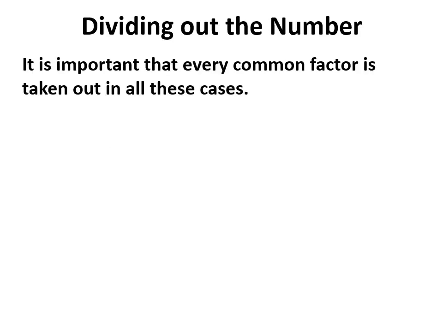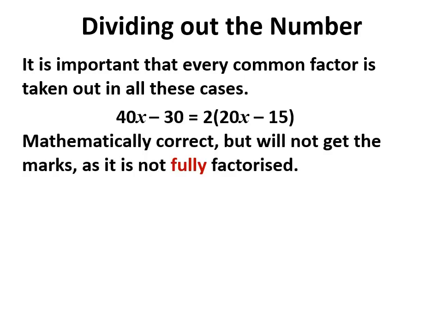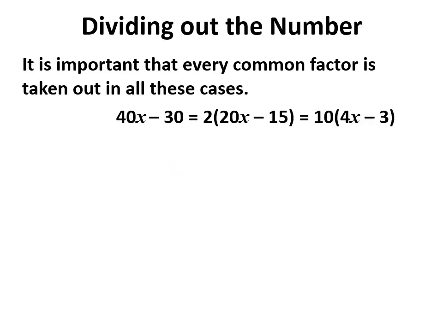It's absolutely vital that we take out every common factor, not just the first ones you see. So in a situation like this, we have something that is true: 40x minus 30 is 2 times 20x minus 15, but it's not sufficient, because 2 isn't the highest common factor of 40 and 30. It's correct mathematically, but it won't get the marks because it is not fully factorized. When they say factorize an equation, they mean fully factorized, and we must keep on going until we've got every common factor. So in this case, we have 10 on the outside.